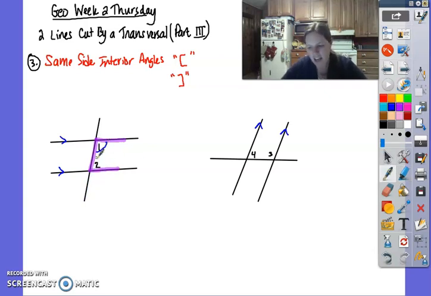They are not congruent this time. And that's really important to make note of. That's so important. Alternate interior angles were congruent and corresponding angles were congruent. Same side interior. Notice all those S's, same side interior angles. They are another S word we've worked with, supplementary.